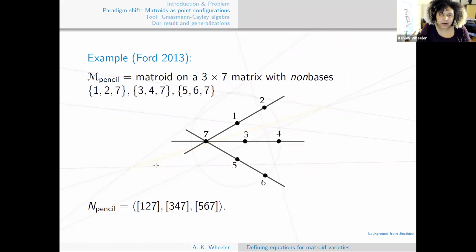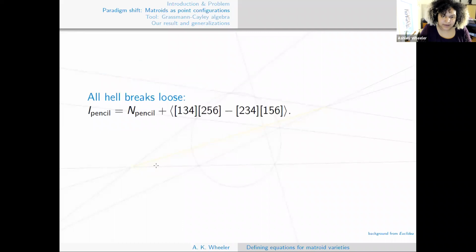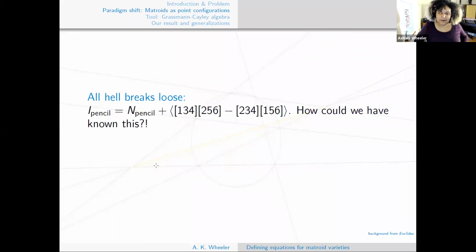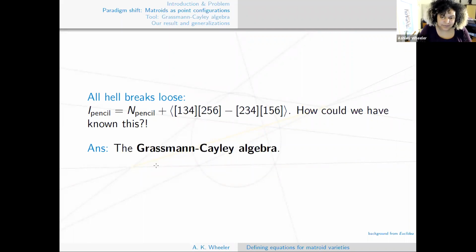So because the non-bases are 1, 2, 7, 3, 4, 7, and 5, 6, 7, that determines the naive ideal in pencil. But now here's where all hell breaks loose. The defining ideal is actually given by in pencil plus this binomial in the brackets. So this isn't obvious. How could we have known this? And the answer is by using the Grassmann-Cayley algebra, which I'll talk about next.